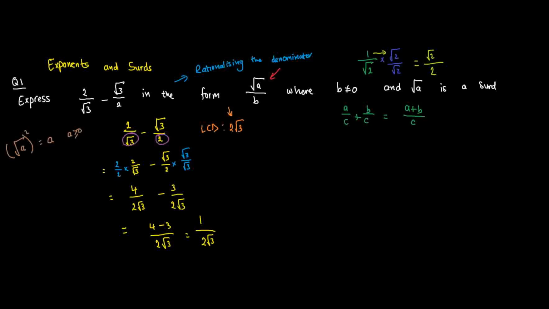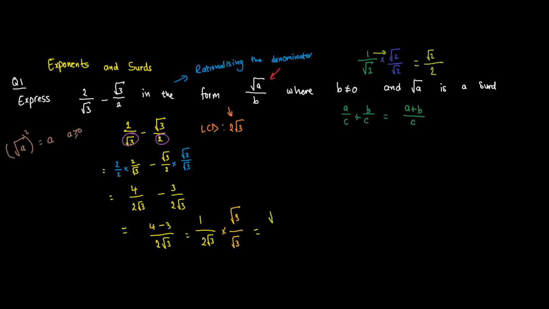How do I know this? Because they also said that the final answer should be in the form of square root of a over b. And it's good practice and it's reasonable to write your final answer with a rationalized denominator. So how do I get rid of the square root of 3? What I'm going to do is multiply this entire fraction by the square root of 3 over the square root of 3.